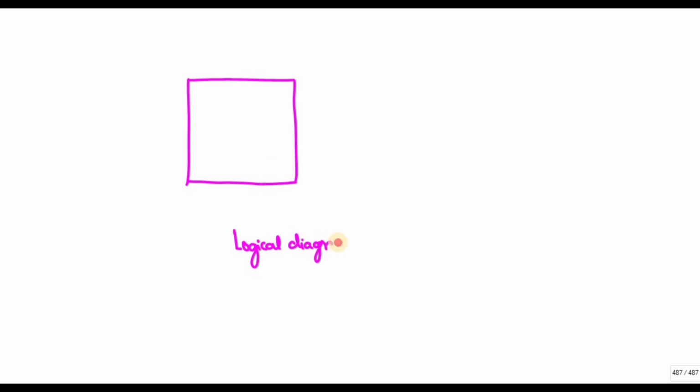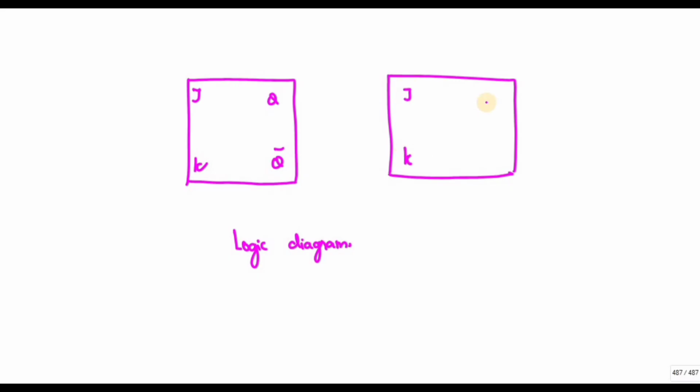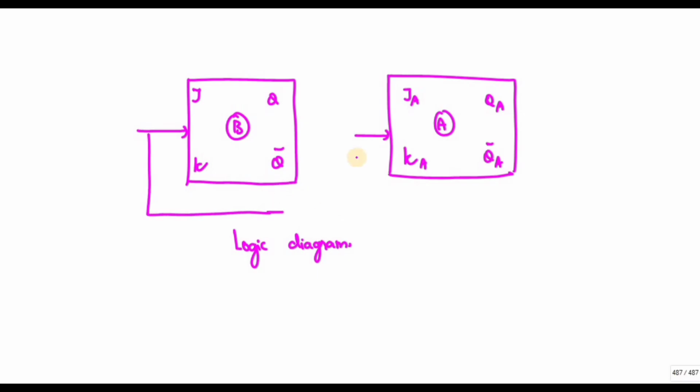So now I'm going to draw the diagram. So this is my logic diagram. I have used two flip-flops, J, K, Q, Q bar. This is my B flip-flop and this is my A flip-flop, which means this is JA and this is QA, this is KA, QA bar. Since it is a synchronous circuit, I am going to use a common clock.